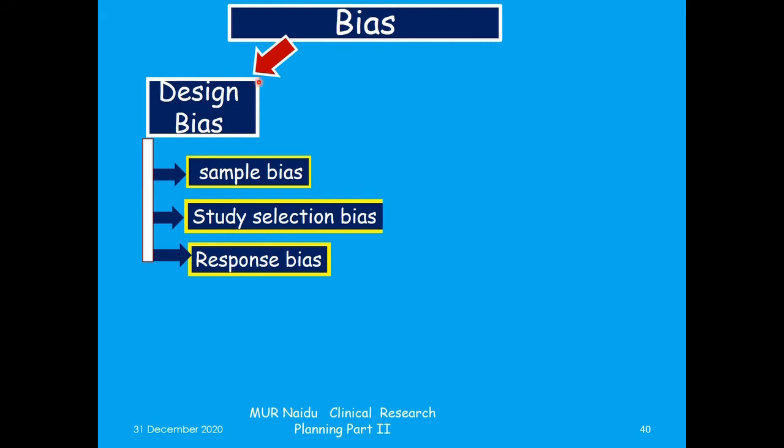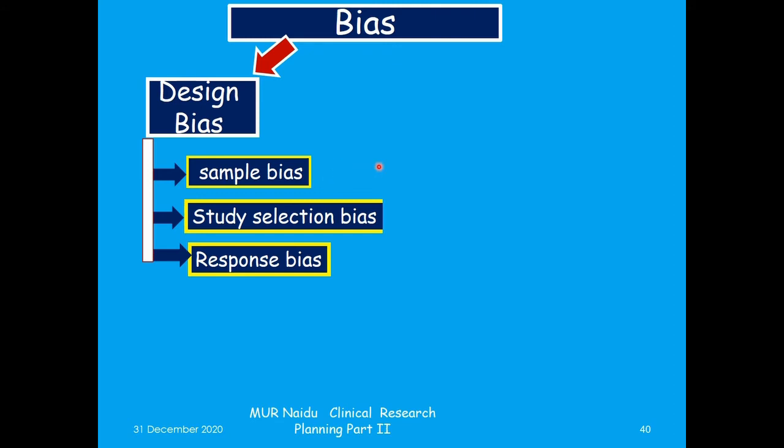One is design bias. There is a biasness in actually designing a particular clinical research, like there may be a sample bias. For a particular clinical trial to complete and get statistically significant data, you may be required to have X number of participants. But you are not completing that, and only a smaller number of patients have completed and you are trying to analyze. So this is a sample bias.